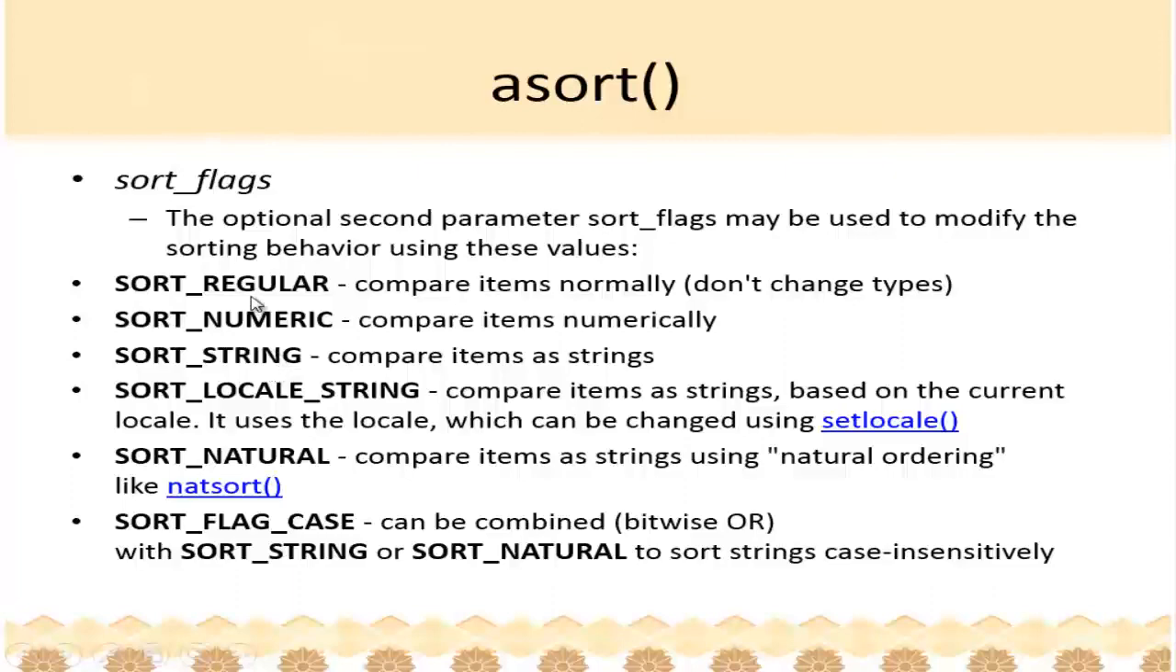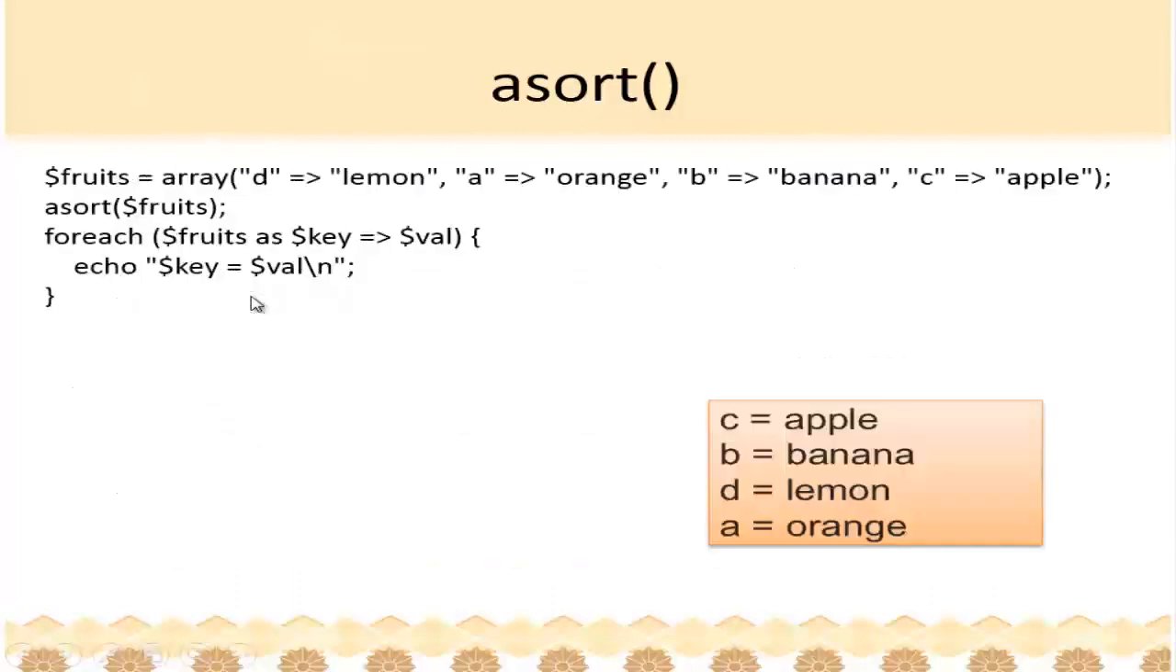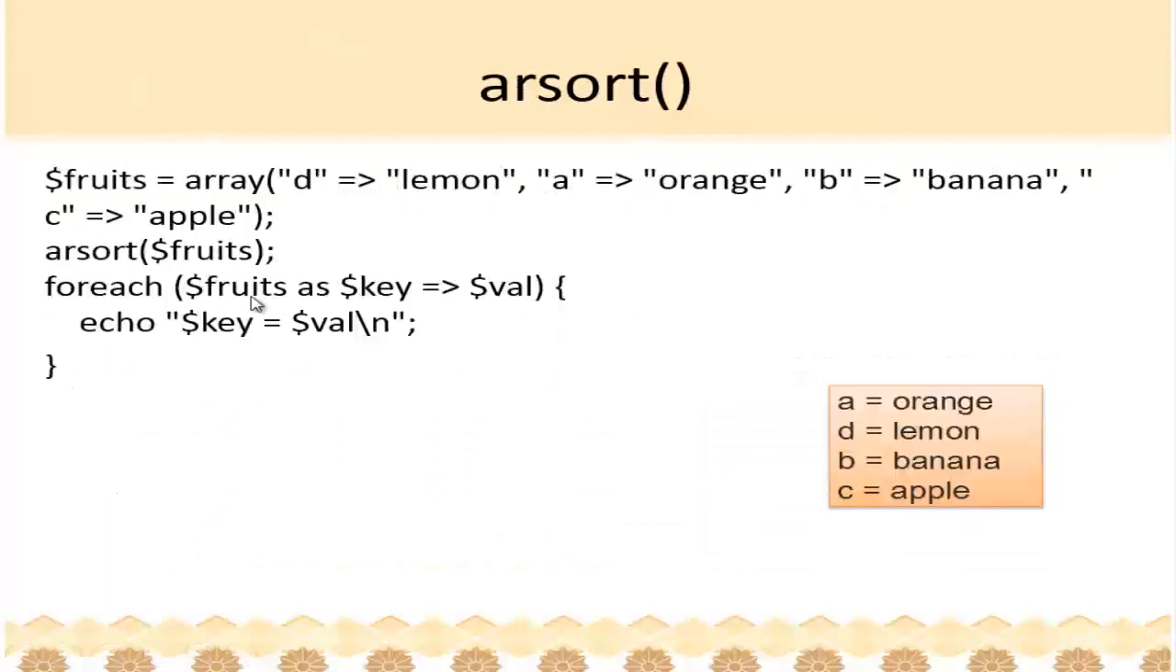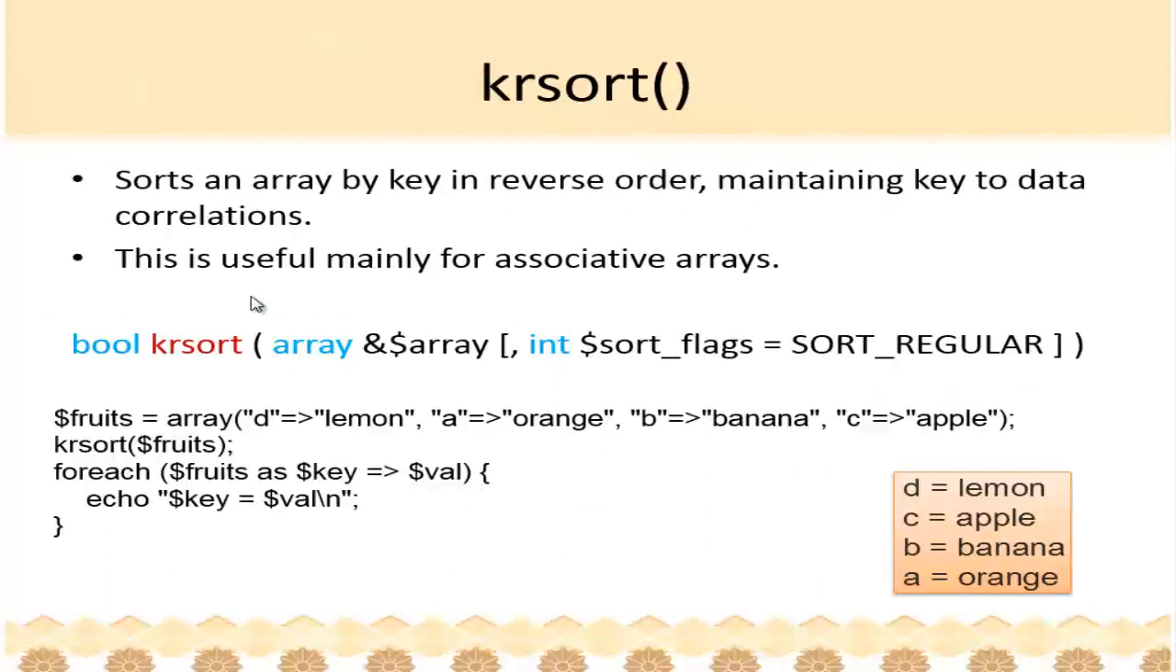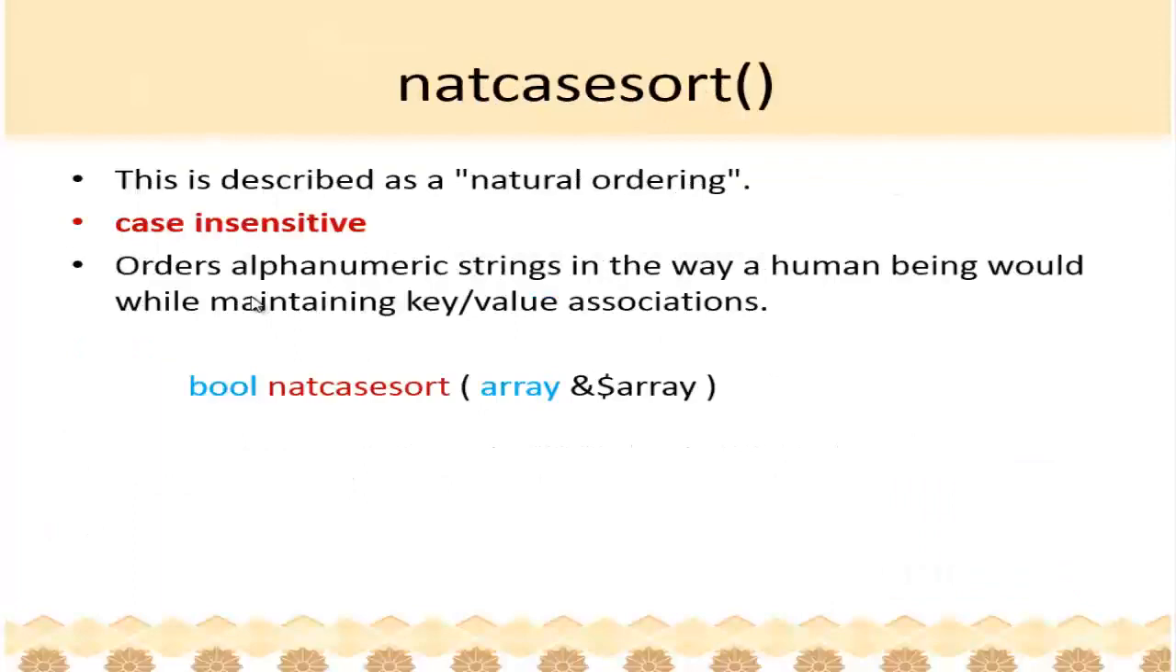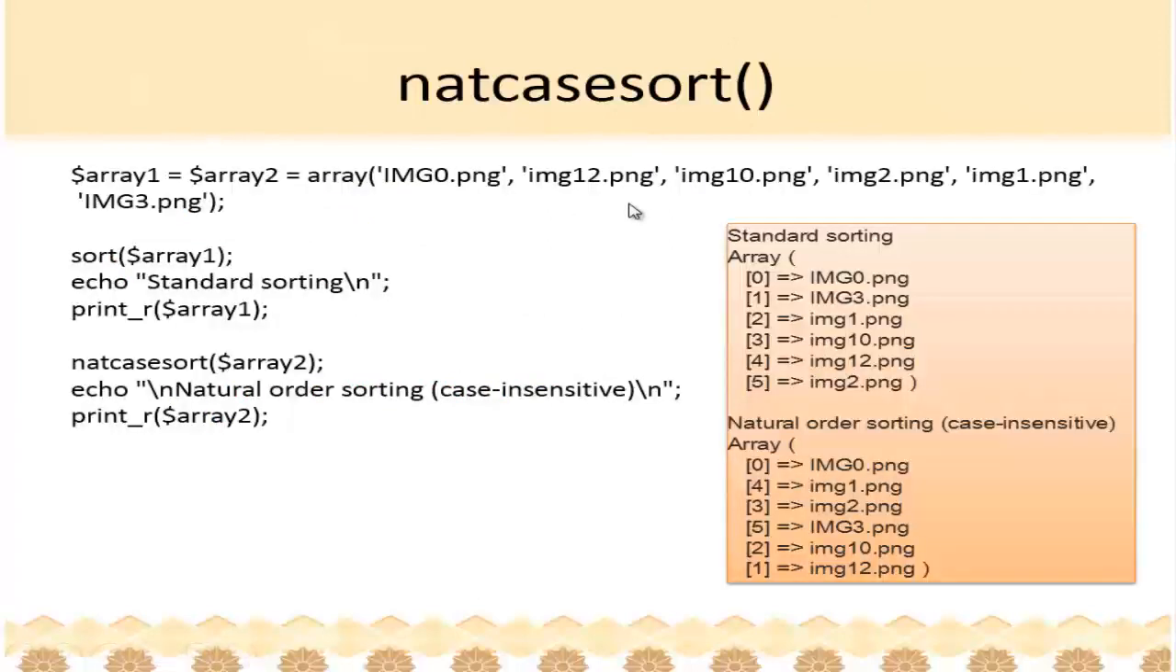Regular is this, numerical, case sensitive, and so on. You have a lot of options available. I'll quickly go through it because it's not really required. This is the case insensitive sorting. Again, in the natural ordering, what is the meaning of natural order? Natural order is how you, as a human, want it to be ordered.